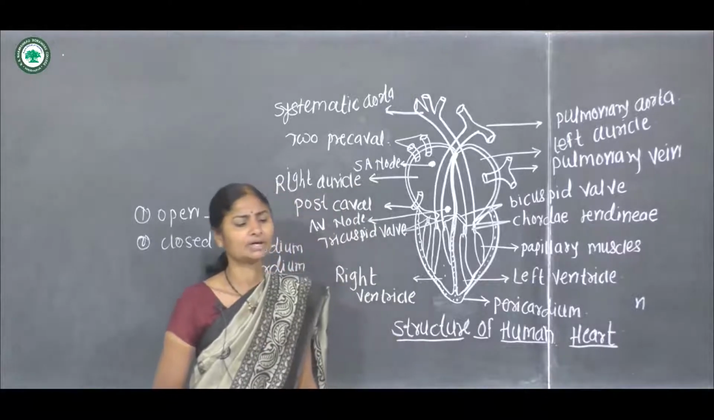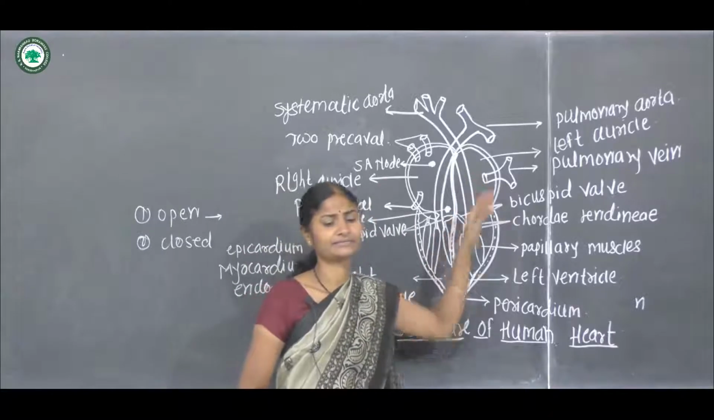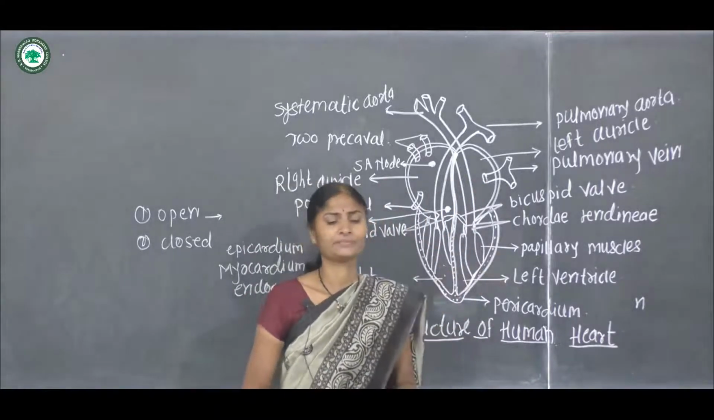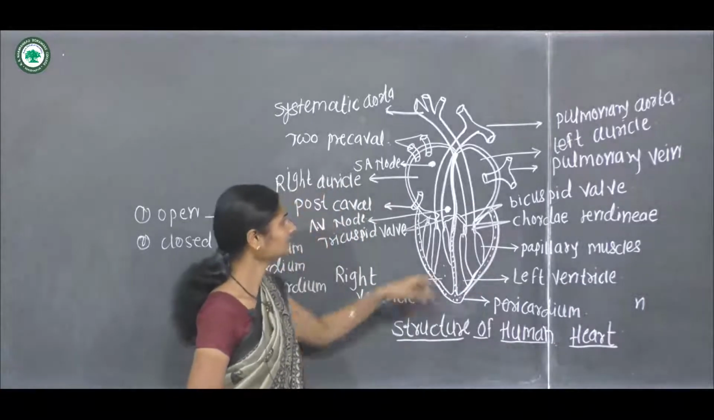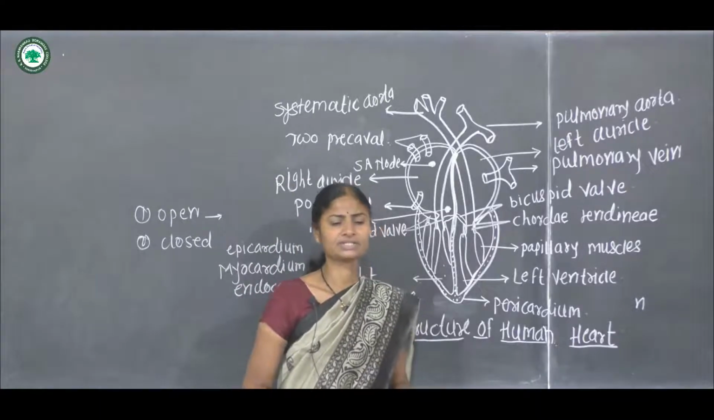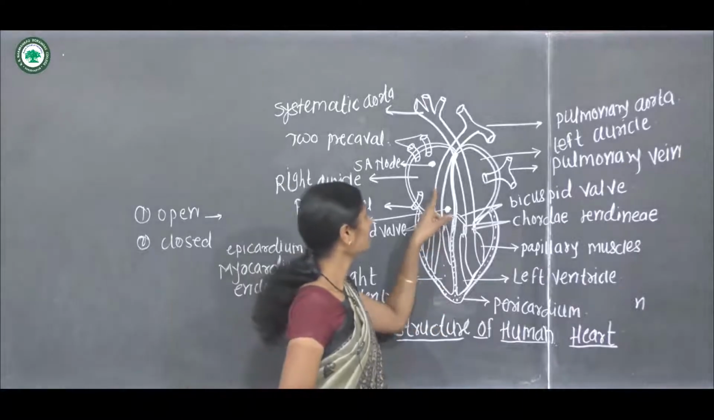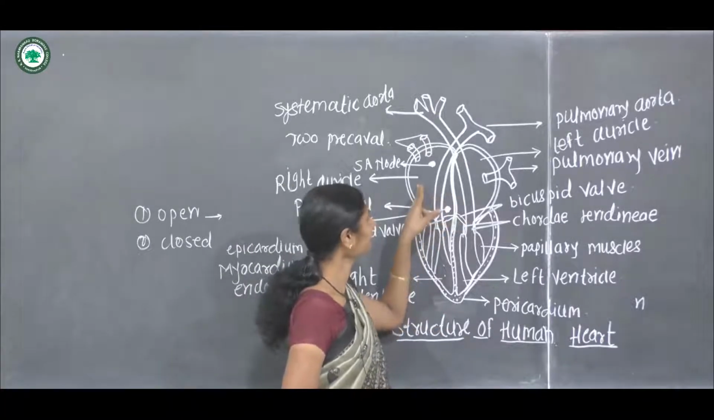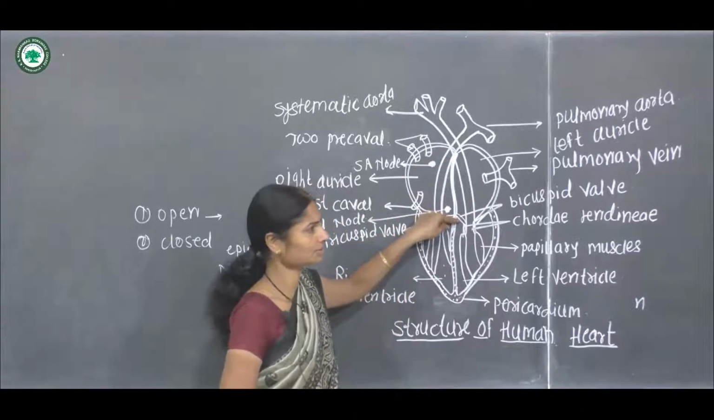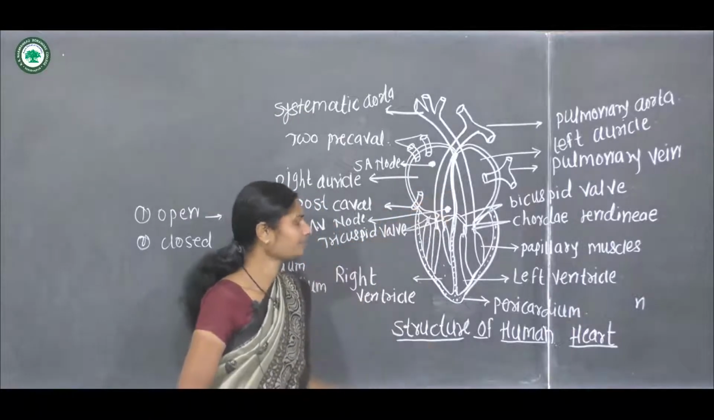The right auricle and left auricle are separated by a transparent, fibrous partition called the interauricular septum, in between the right and left auricle.